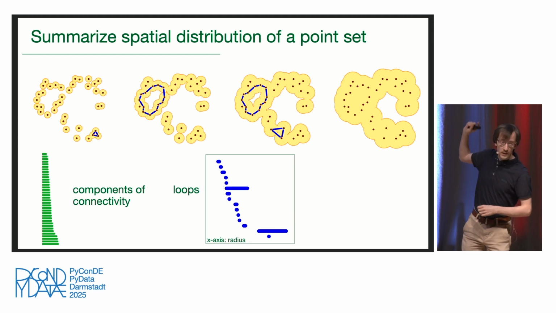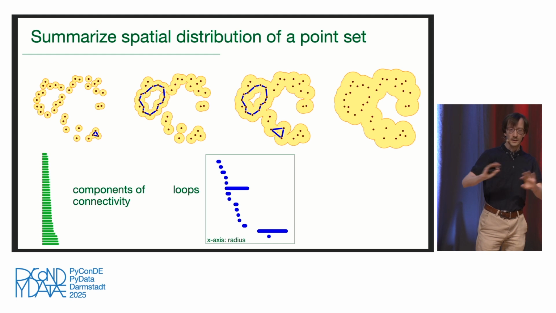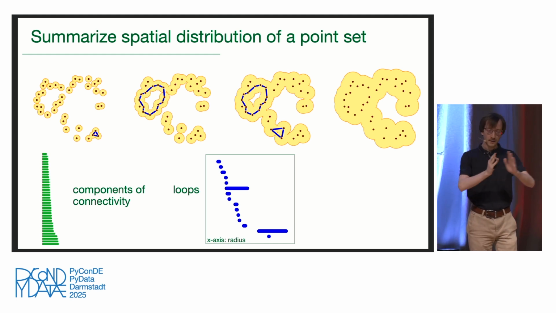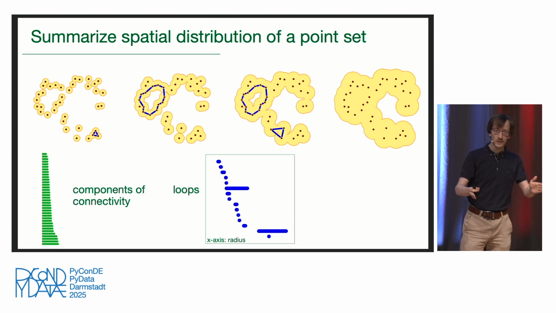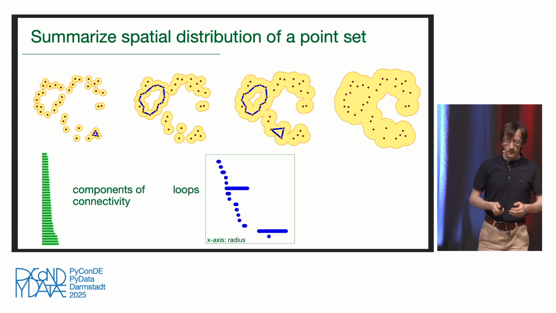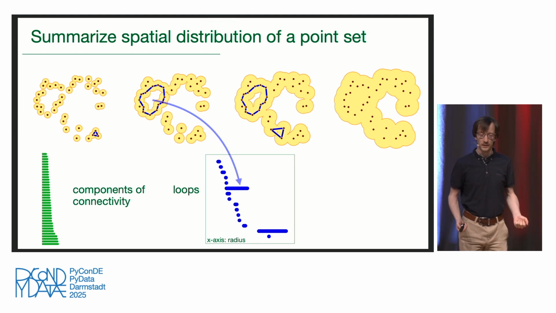So here you can see something that we call a barcode. The y-axis is irrelevant here. It's just about the x-axis and the starts and ends of those bars. You see that there are two big ones and a lot of tiny ones. The big ones are really what matters.